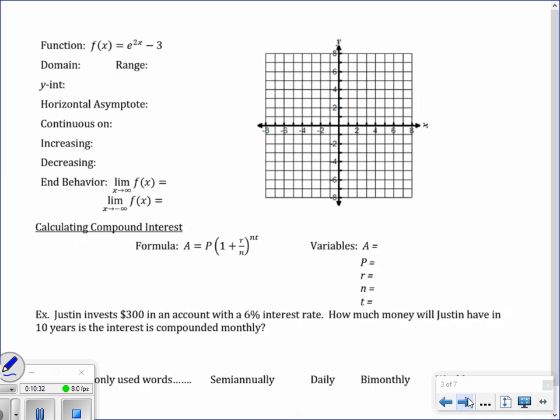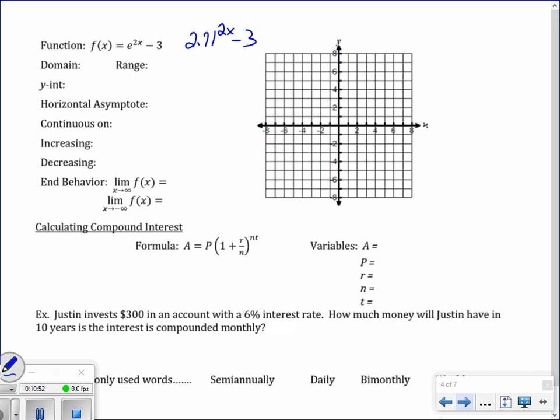All right, so we're going to do some stuff with that. So I have e to the 2x minus 3. So basically, I have 2.71 to the 2x minus 3. It's no big deal. It's still a growth problem because 2.7 is bigger than 1. So it's a growth problem. It's moved down 3 spaces.